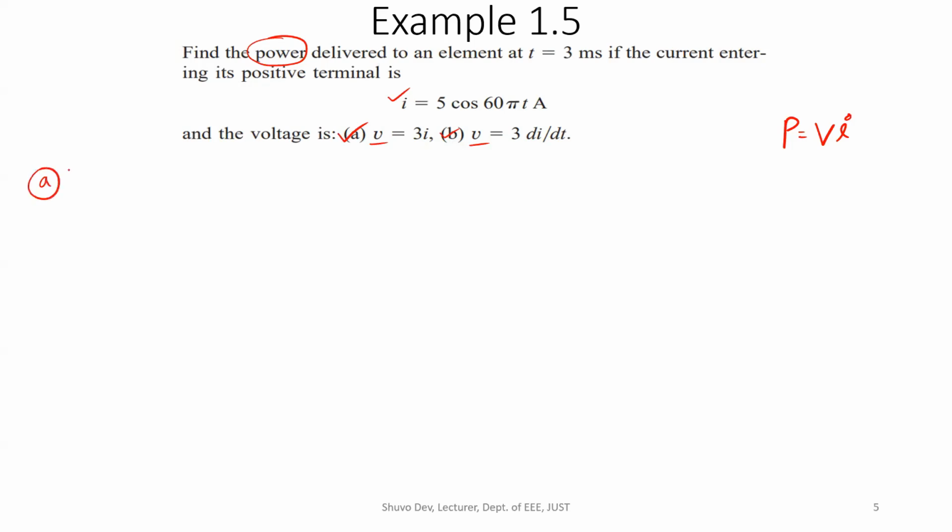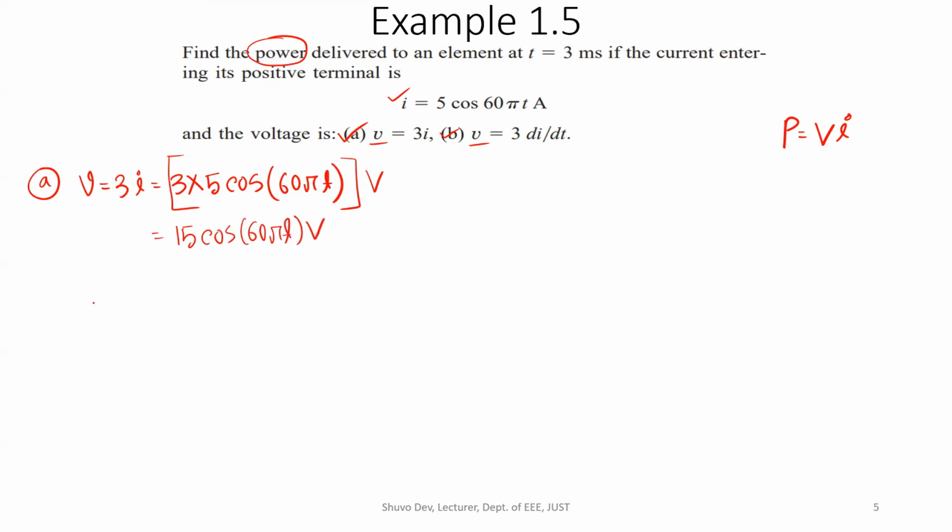So for the first case, this voltage V is equal to 3 into I. Okay. So 3 into I. What is the value of I? I is 5 cos 60 pi t. So the unit will be volt. So it will be 15 cos 60 pi t volt. So this is the voltage, but we have to find out the power. So we know P is equal to V into I. So voltage for the first case is 15 cos 60 pi t. So this is the voltage, and the current is 5 cos 60 pi t.